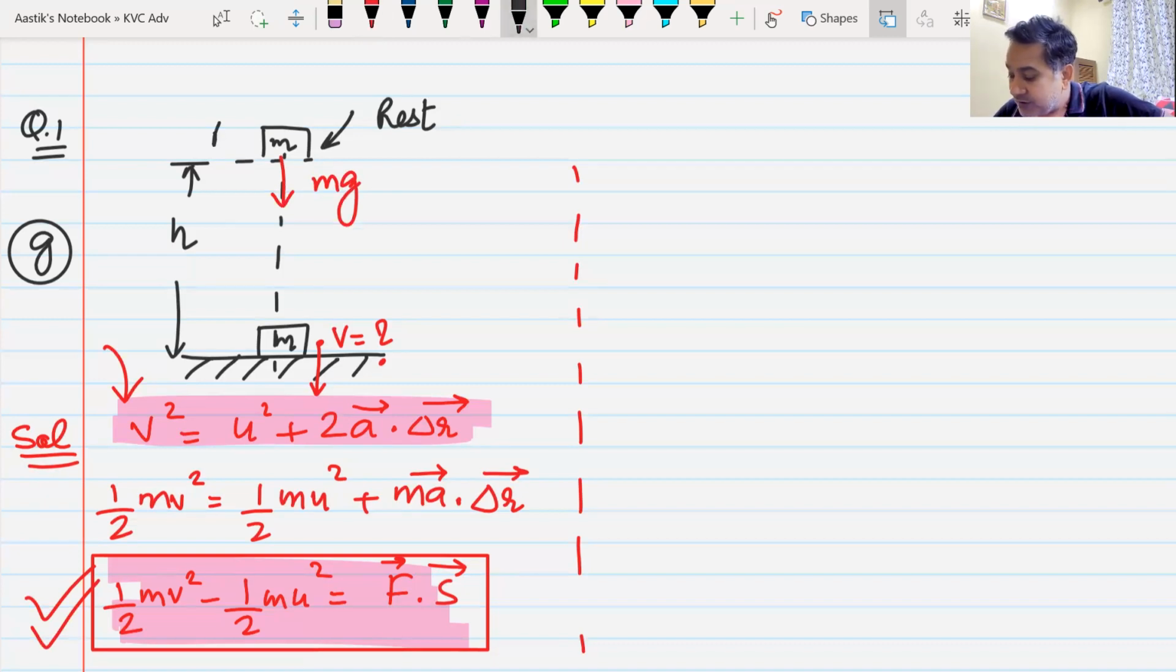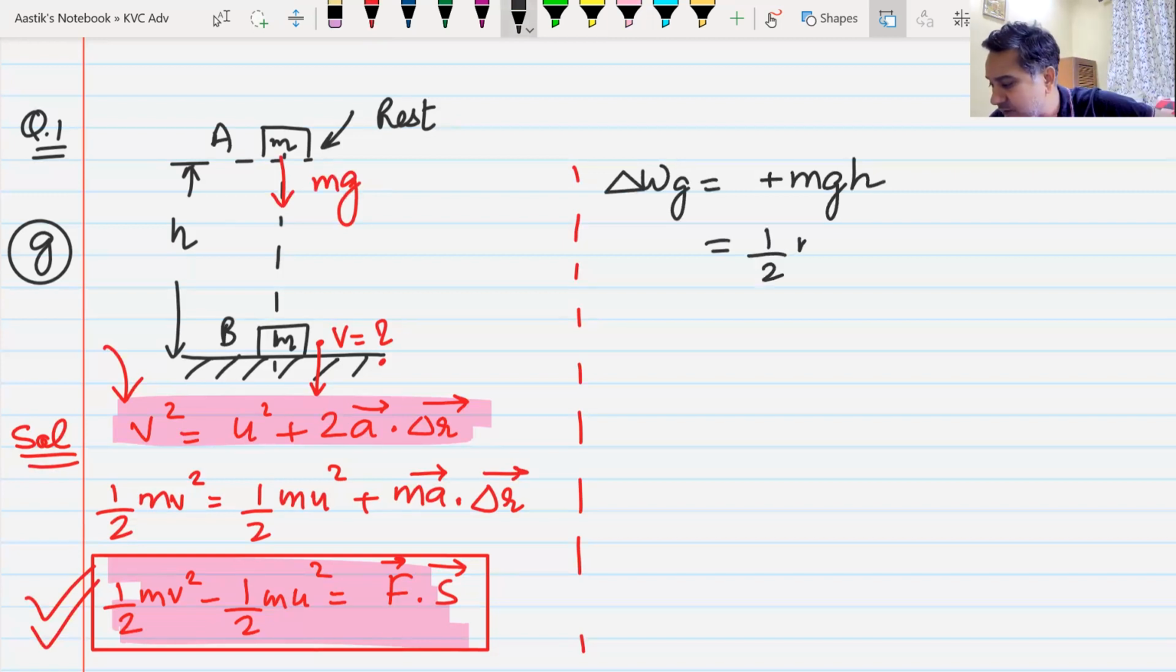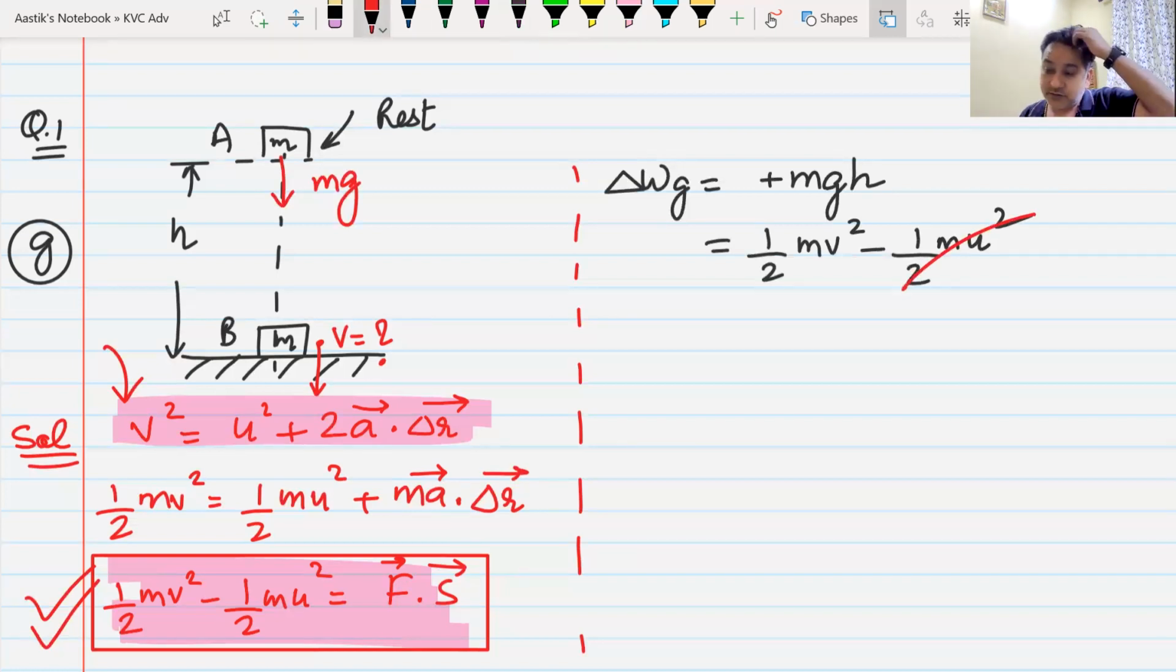In going from point A to point B, what is the work done by gravity? The gravity force is mg and it moves a distance h downwards in the same direction. So the work done by gravity is plus mgh. This plus mgh should be equal to the change in kinetic energy. The final kinetic energy is half mv square minus the initial kinetic energy, half mu square. This part is definitely 0. Do we understand this? Yes, sir. From here also you could have got the same answer. v is root over 2gh.